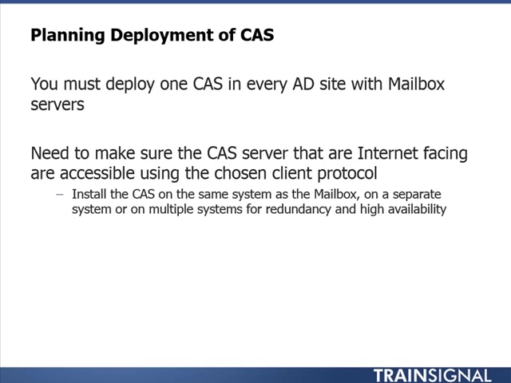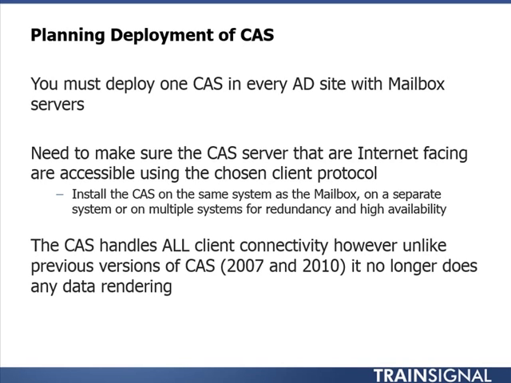And you can install the client access server on the same system as the mailbox server, on a separate system from mailbox servers, or even on multiple systems for redundancy and high availability. The client access server handles all client connectivity. However, unlike previous versions of CAS, whether it's CAS 2007 or 2010, it no longer does any data rendering. The client access server only provides authentication and proxy or redirection.